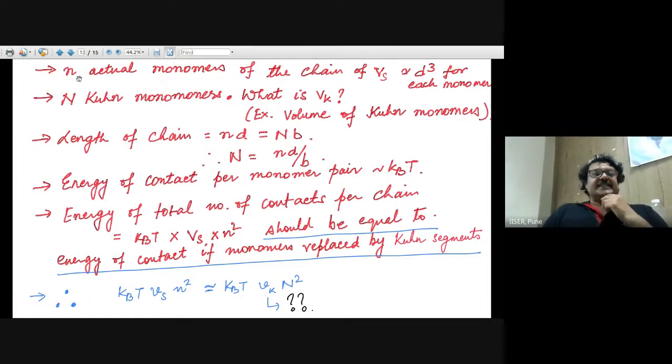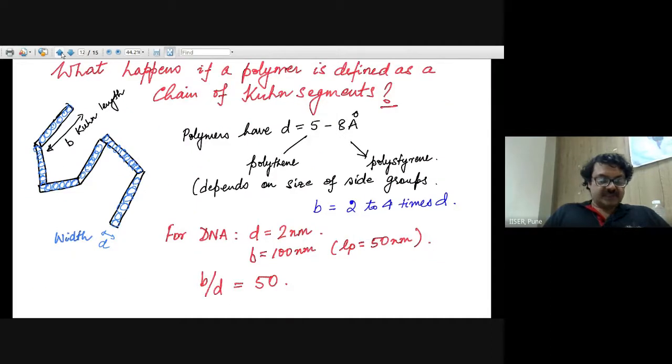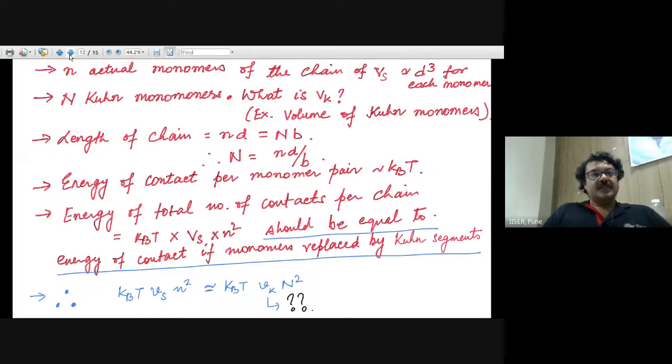To discuss this, let's set the convention. Suppose there are n actual monomers. So what do you mean by actual monomers? So these blue circles are the actual monomers, and suppose whatever 7 or 8 of them make up the Kuhn length B, right? So suppose you have n actual monomers of the chain, and each of those monomers have volume order of d cube, again dropping prefactors, d being the diameter of each monomer and an estimate of the diameter for each monomer, right?